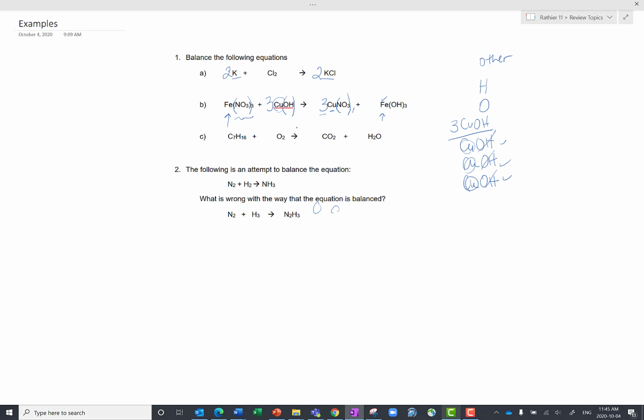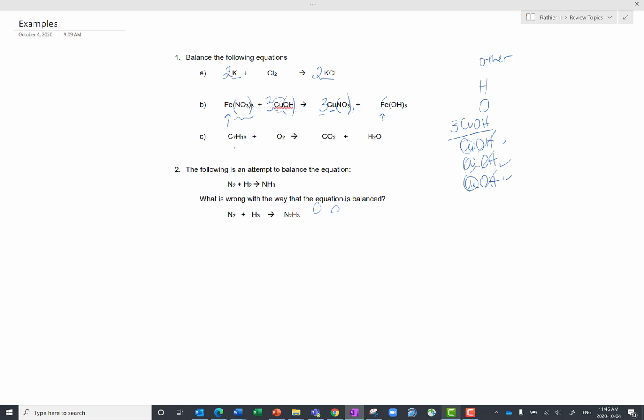Okay, I would clean it up so that I just have the coefficients. And what this is now telling me is that for this reaction, I need 1 iron 3 nitrate to react with 3 copper 1 hydroxide to produce my products.